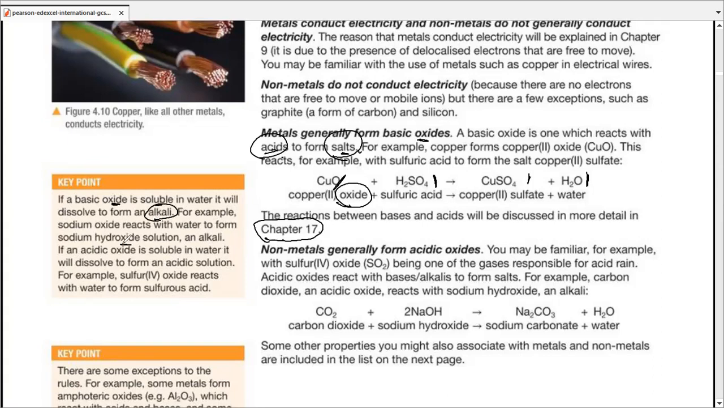More of the hydroxides are soluble in water, so we call them alkalis. If acidic oxide is soluble in water, it will form an acidic solution. For example, some oxides are capable of dissolving in water or reacting with water to form acid, which is our very next topic. Take a look over here.